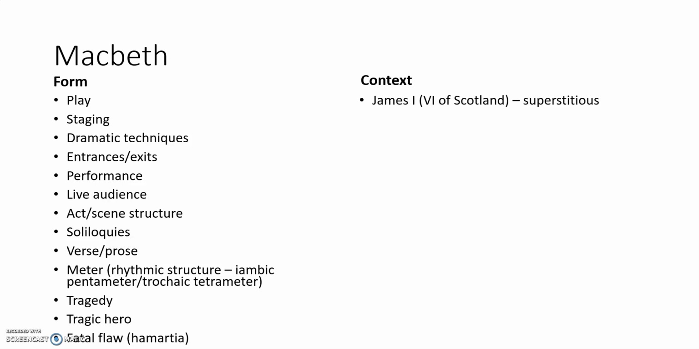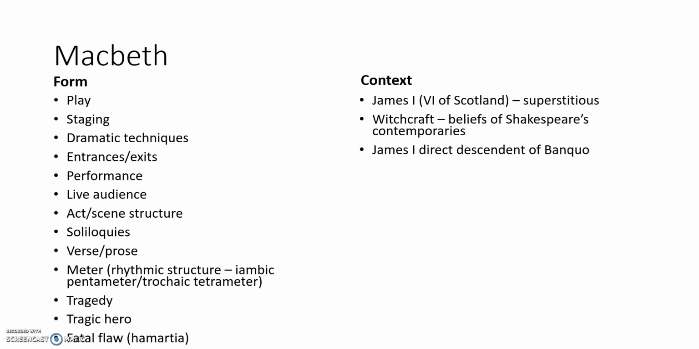James the First, he was James the Sixth of Scotland. He was very superstitious. The belief of witchcraft of Shakespeare's contemporaries. James the First believed he was a direct descendant of Banquo. I'm not too sure where historians would place that accurately, but James the First believed he was a direct descendant of Banquo, and who am I to disagree with him?